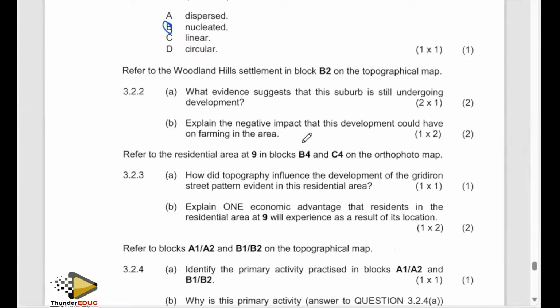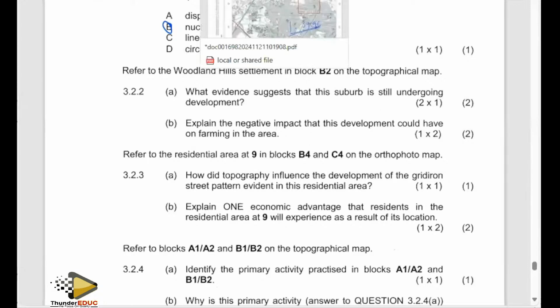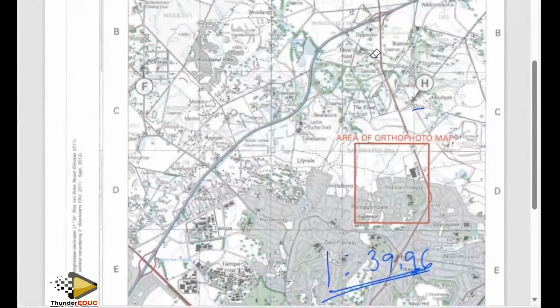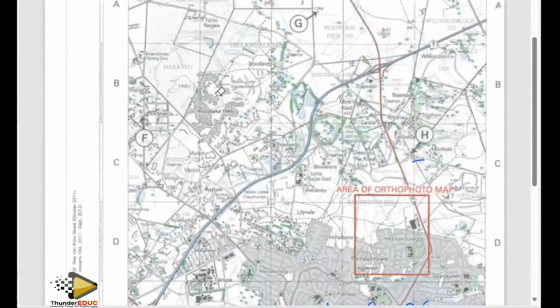What evidence suggests that this suburb is still undergoing development? We are looking at block B2 on the topographic map. Right, block B2 is this one here. We are looking at this area in block B2. What evidence here in this block shows that the area is still under construction?